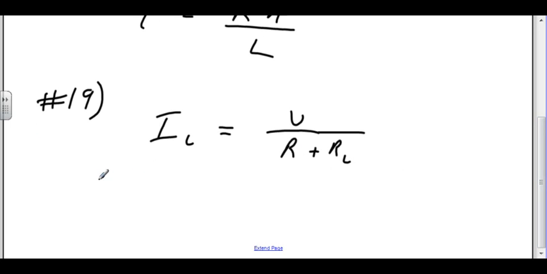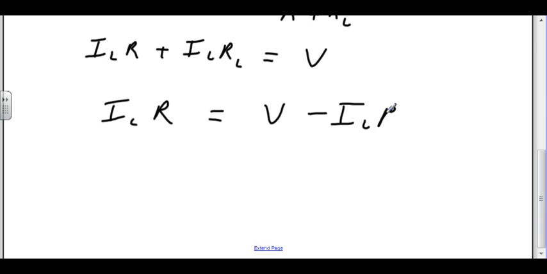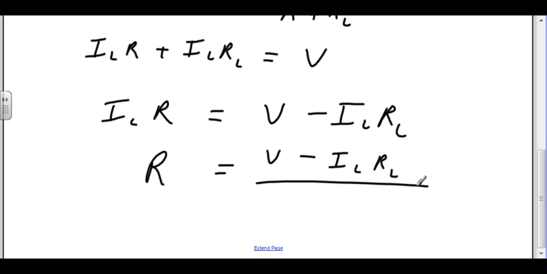So I'll cross multiply: current load R plus current load RL is equal to V. And then I'm trying to solve for R. So I'll go current load R equals V minus I, L, I, RL, and final answer: voltage minus the current times the resistance, divided by the current.